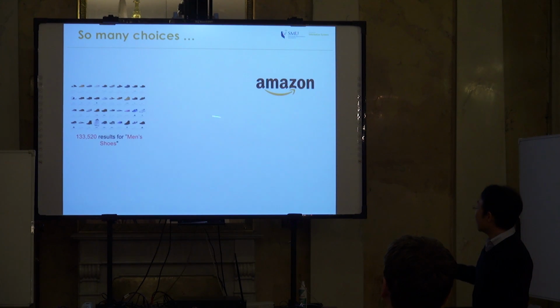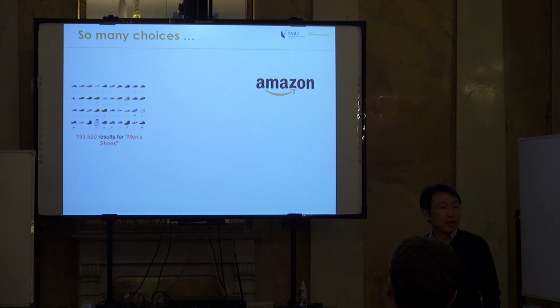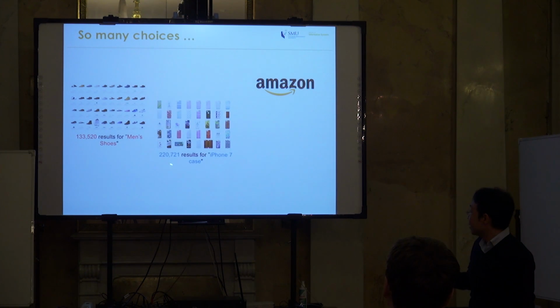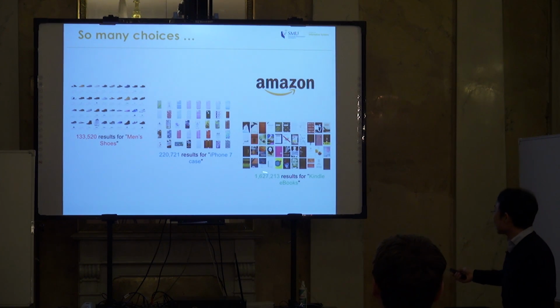Let's say at some point I go to Amazon, and if I'm looking for men's shoes, there are going to be like 135,000 results. We can't possibly look at every single one of them. If you are looking for an iPhone case, there are 200,000 results. If you're looking for ebooks, it's like 1.6 million.